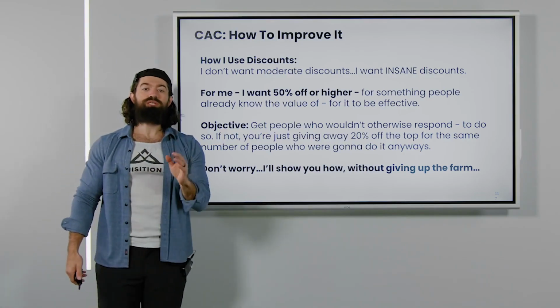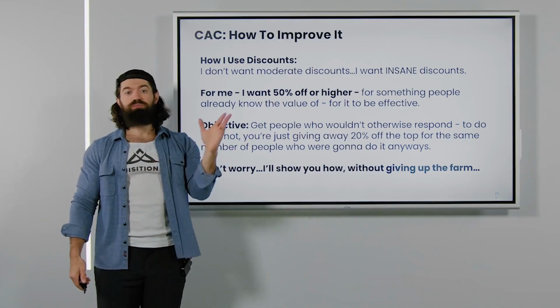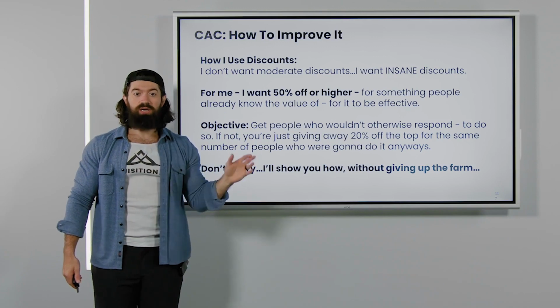All right. So here's how I use discounts. I think the idea of a moderate discount is stupid. So the idea of like 10% off or 20% off, I think is dumb. I want insane discounts because 10% off doesn't get someone who would otherwise not opt in to now opt in. It doesn't change behavior. And so the only purpose of free or discount is to change behavior, is to get people who would not have taken an action to then take an action as a result of the free or discount or the arbitrage of value.